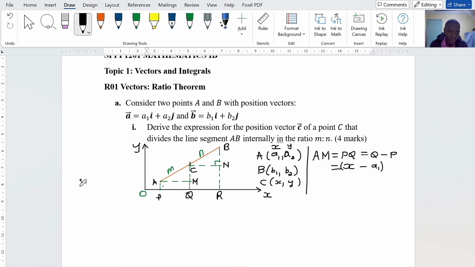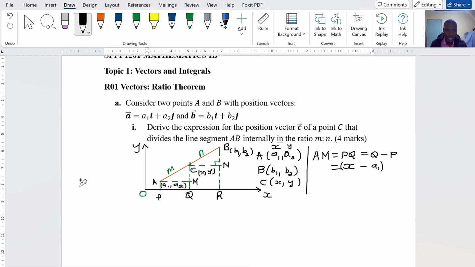Now let me just put there this A1, A2. I think that is fine. And this one we have B1, B2. Then we have X and Y. So when you want Q, it is X. Then P is A1. So PQ is X minus A1.